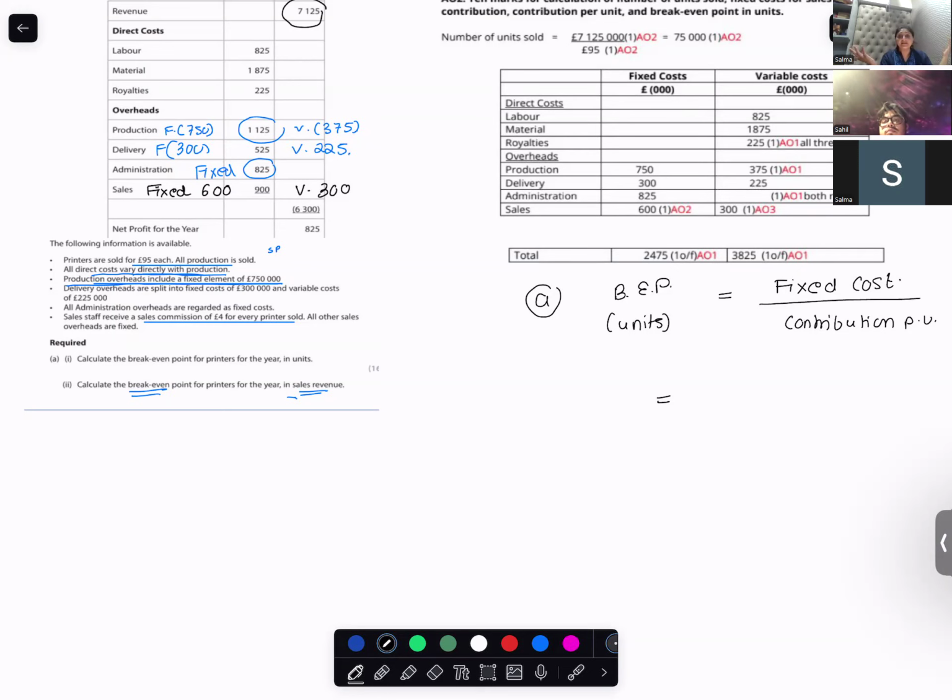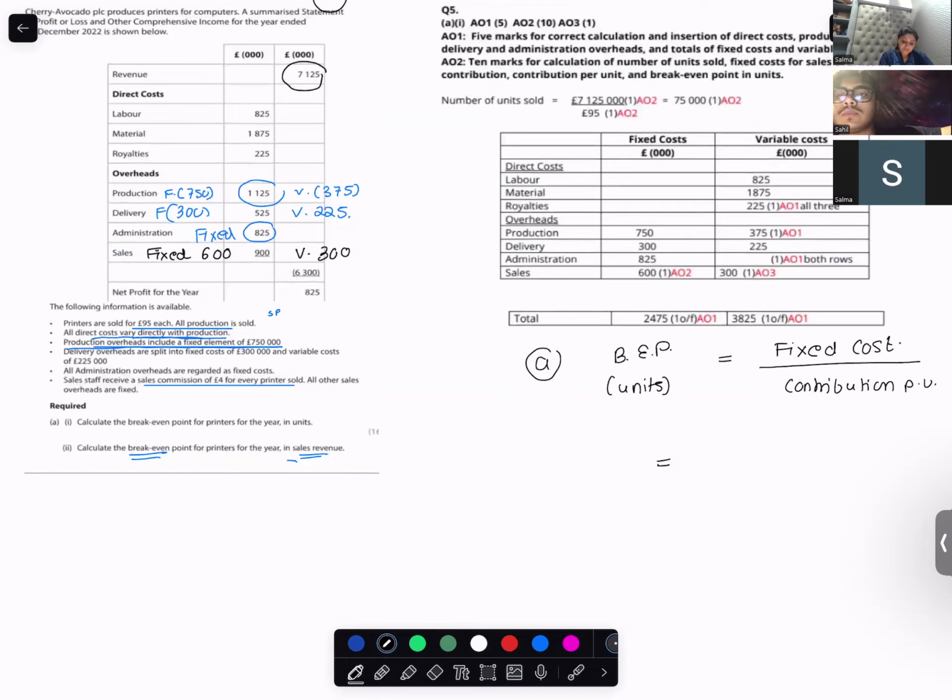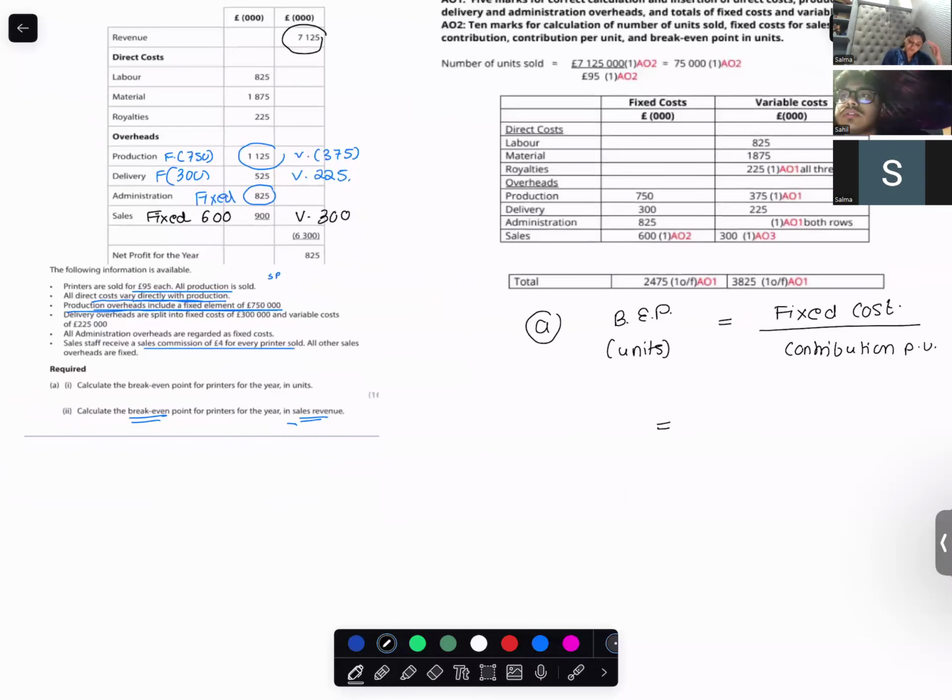I don't know where you get these random figures from. What is the fixed cost? The total fixed cost, right? Amount. Yeah, it's 2,475,000. Okay. 2,475,000. What is the contribution per unit?